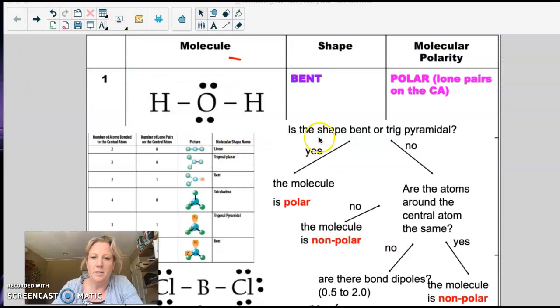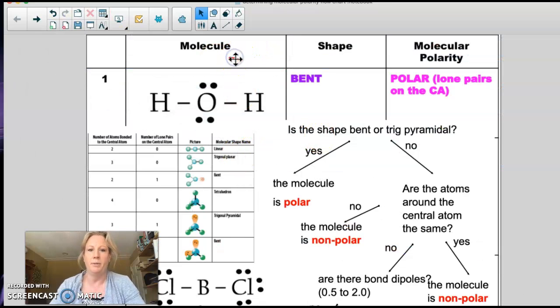Hi there. I wanted to make a video to explain molecular shape and molecular polarity. The first thing you can see is that this molecule has two bonds. Just a reminder that the lines are two electrons being shared, like here between the oxygen and the hydrogen. And then these are lone pairs of electrons.